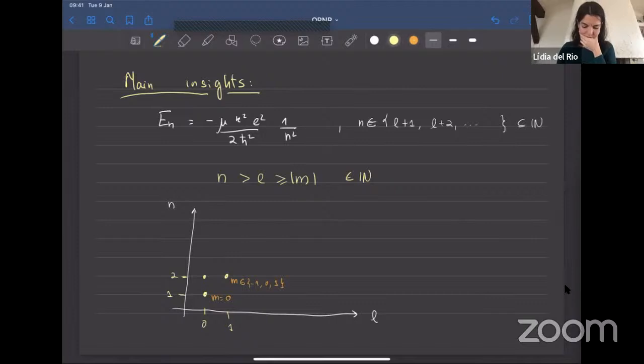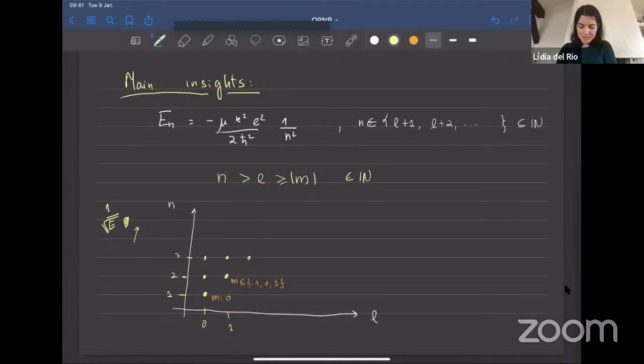And so on. So if you have n equals 3, we can have more states. And the energy goes up like 1 over n squared, right? So the energy of each eigenstate depends only on n.